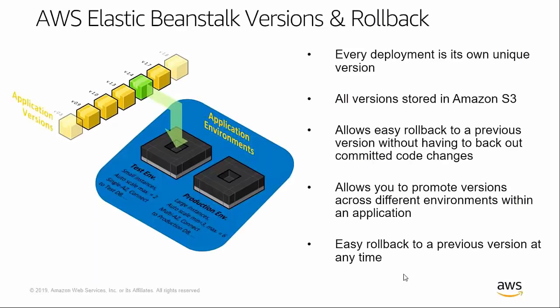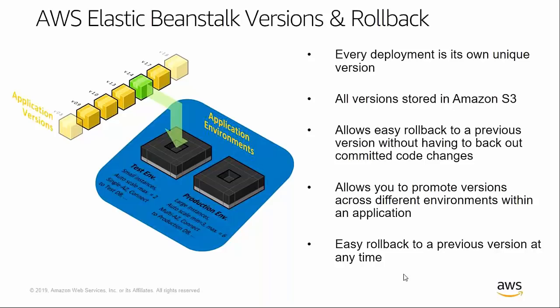So another concept that Beanstalk employs is the concept of versioning and rollback. Every deployment is its own unique version, and all of the versions are stored in the Amazon S3 bucket that's created when you create an Elastic Beanstalk application and environment. This allows easy rollback to a previous version without having to go through your source control or committed code changes. In case of a failure or an issue that you recognize, you could instantly roll back to that previous version and then take the time to go through your source control to figure out where the root cause was.